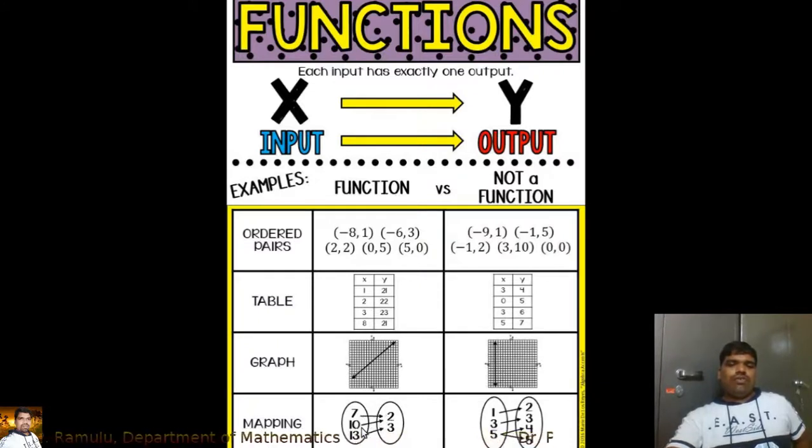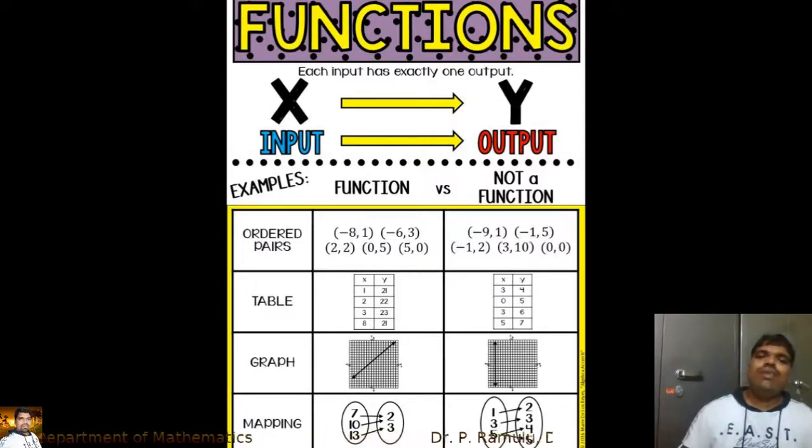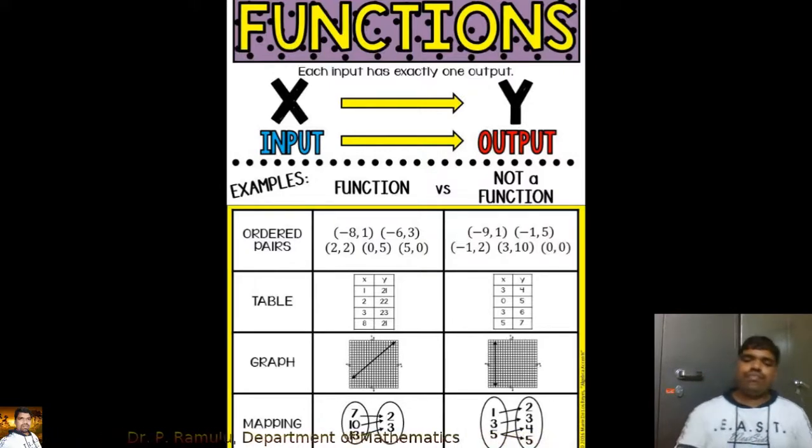Yes, 7 goes to 2, 10 goes to 2, 13 goes to 3. That means every element has a unique image. Therefore, it is also a function. Yes, see, 5 goes to 4, 5. That means 5 has multiple images. Only a unique image makes it a function. It has multiple images, therefore it is not a function. This is a brief explanation of everything we discussed up to now.